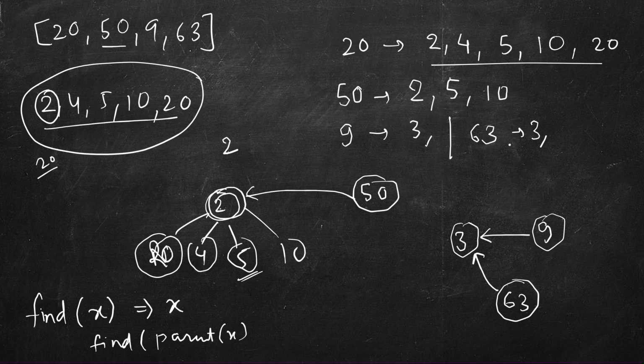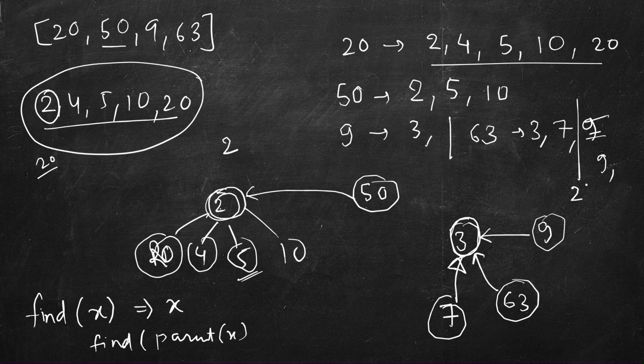Then we have 4, 5, 6. 6 is not there. 7 is there. 7 and 63. So find of 63 returns 3. 3 is the parent of 63. And for 7, it's 7 itself. So they are again not equal. So we make this union. So this is the union operation. Then we have 9. In fact, we stop here since the square root of 63 is less than 8. So the other one will be 9, which we have already added. And then 21.